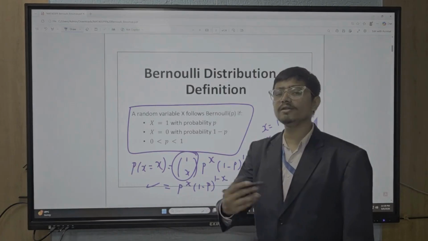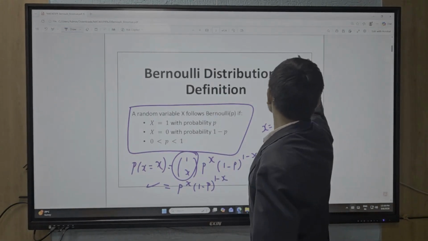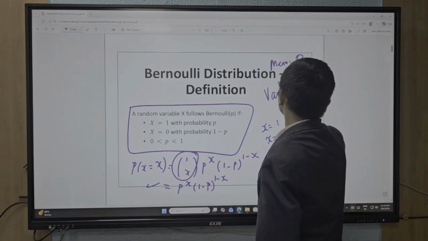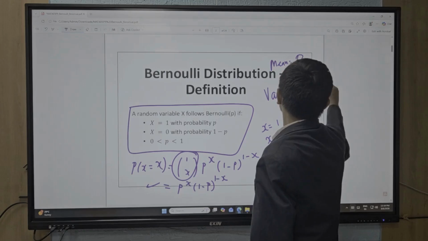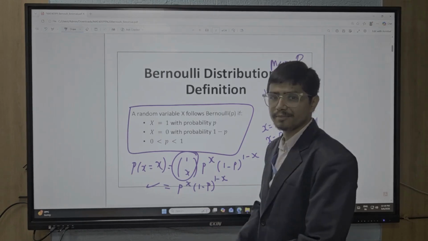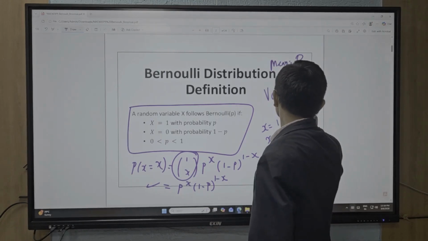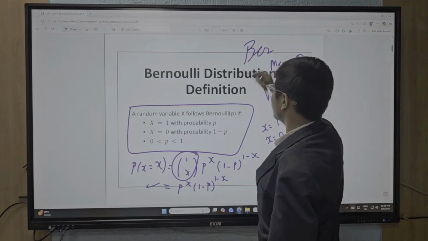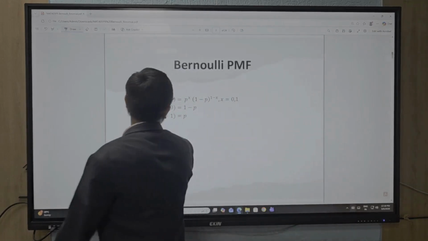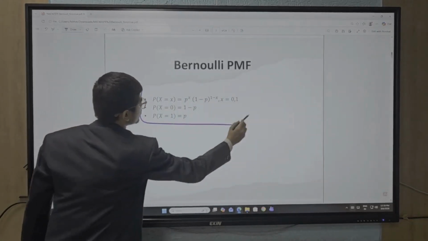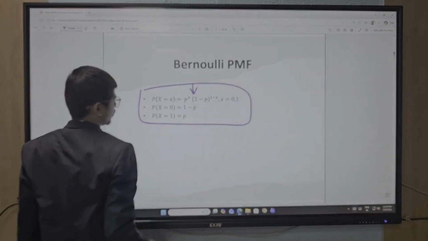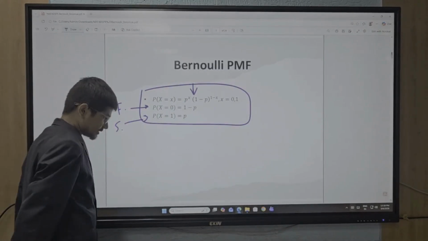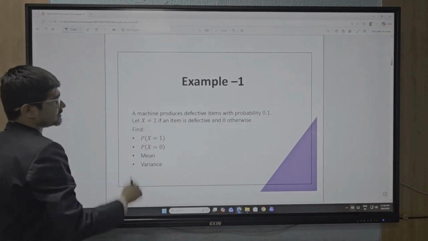So now what about mean and variance? Mean is p, and variance is p(1 minus p), that is pq. What about standard deviation? Standard deviation is under root of p(1 minus p) for the Bernoulli. So let's start. If X follows Bernoulli distribution with this PMF, this is your failure and this is your success.